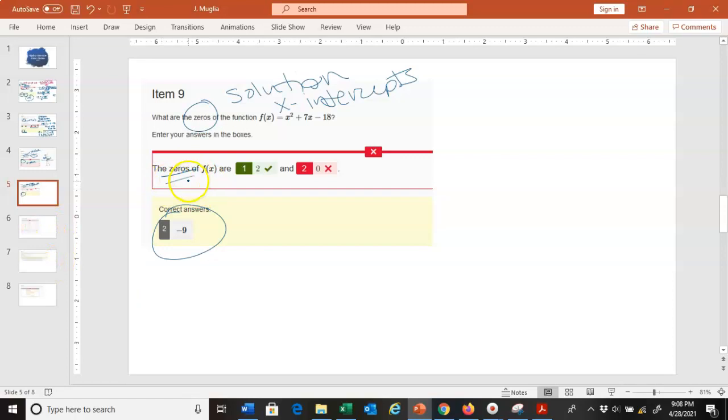And the reason they're called zeros is that these happen when y is 0. So that's another name for those.